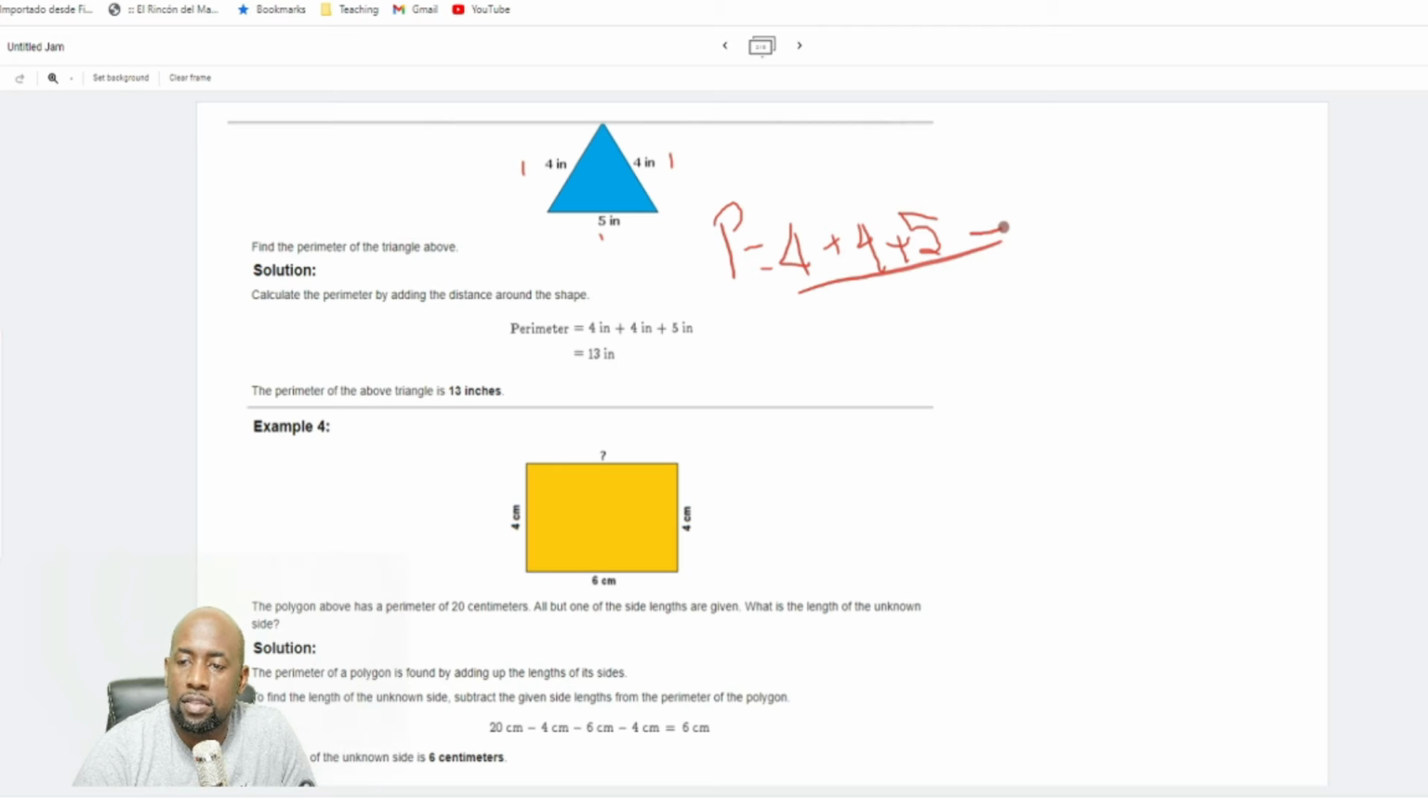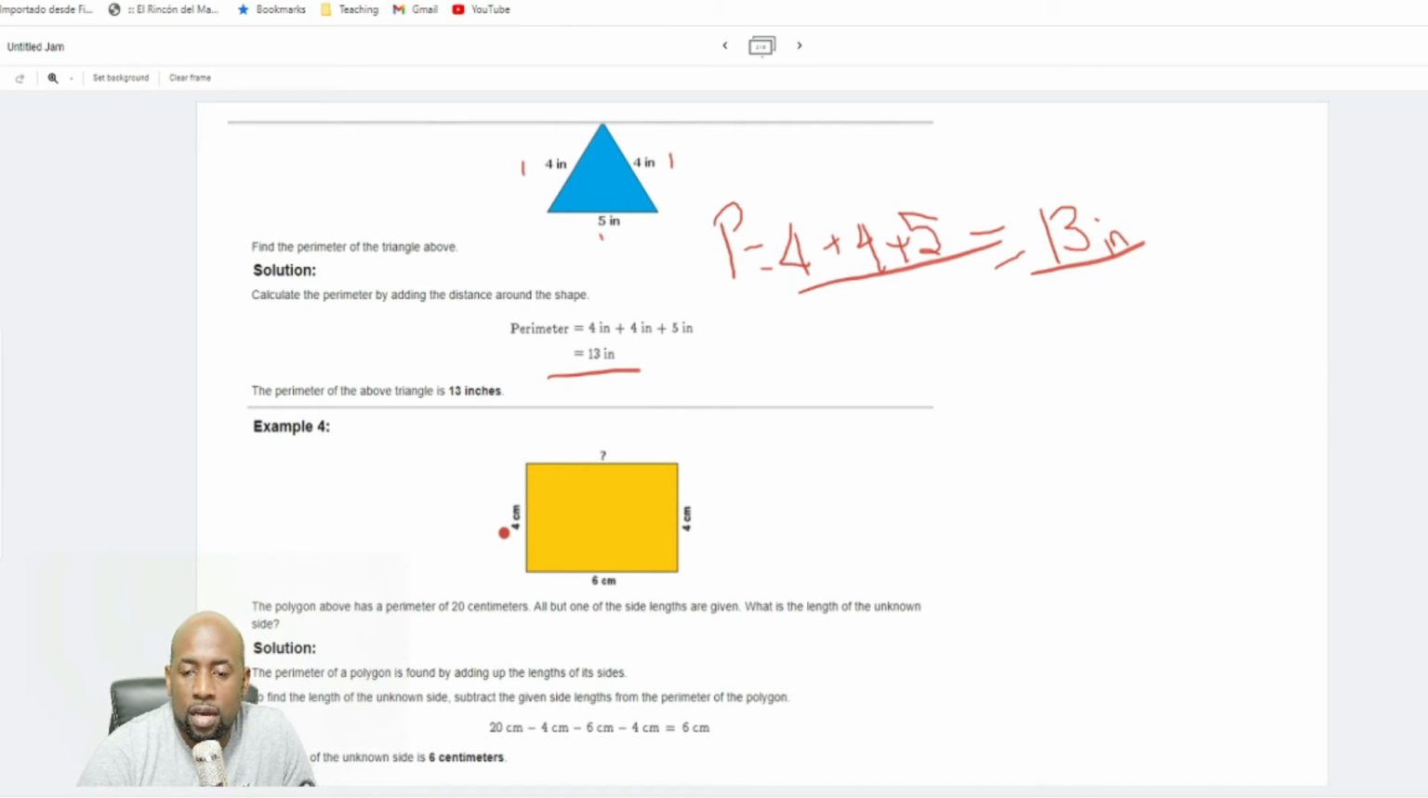When you add all these together, what do you get? 4 plus 4 is equal to 8. 8 plus 5 is equal to 13 inches. This is the way how you get this. So the same answer we have here is the same they got here in the example.